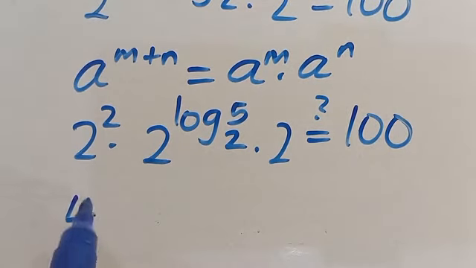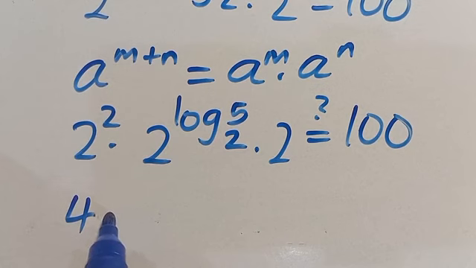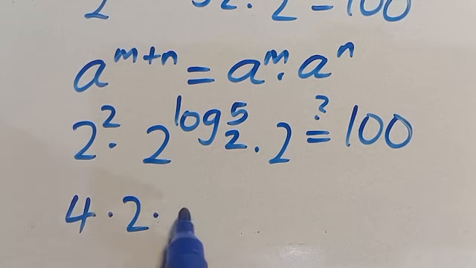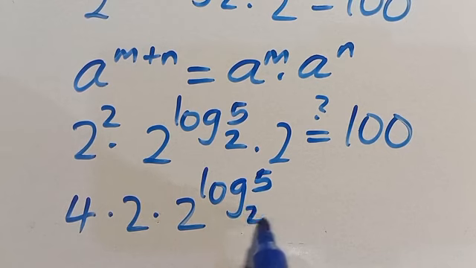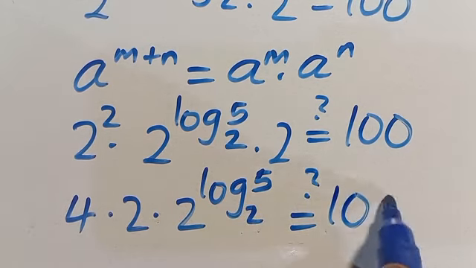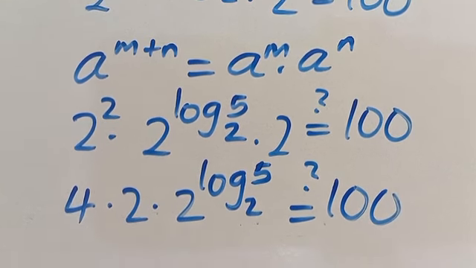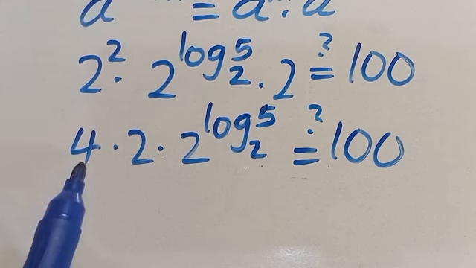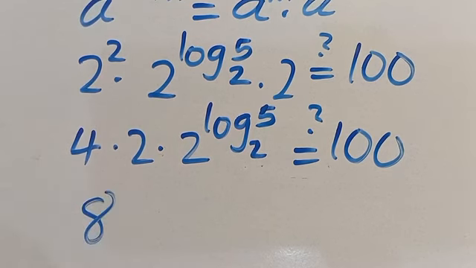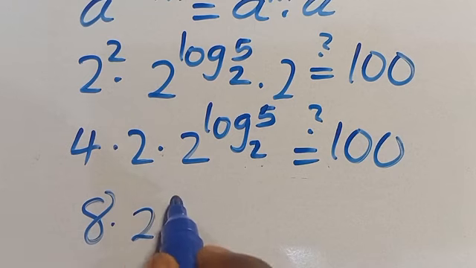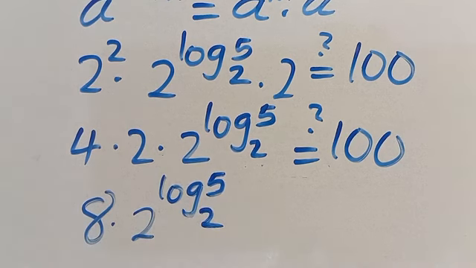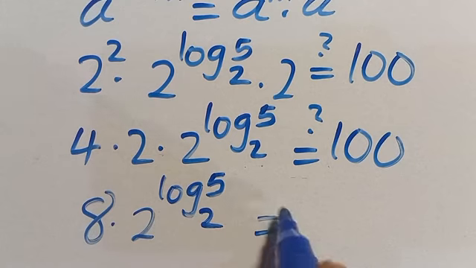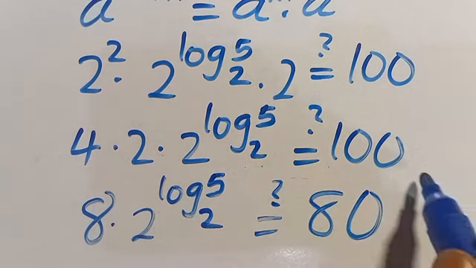2 to the power of 2 will give us 4, multiplied by these 2, multiplied by 2 to the power of log 5 in base 2. Then it's going to give us 80. So from here, 4 times 2 will give us 8, multiplied by 2 to the power of log 5 in base 2.